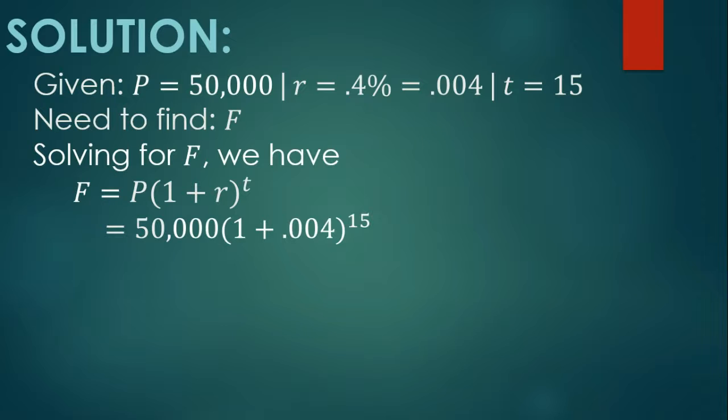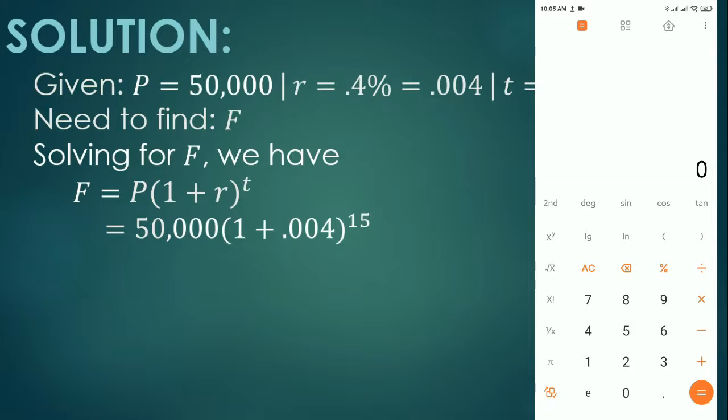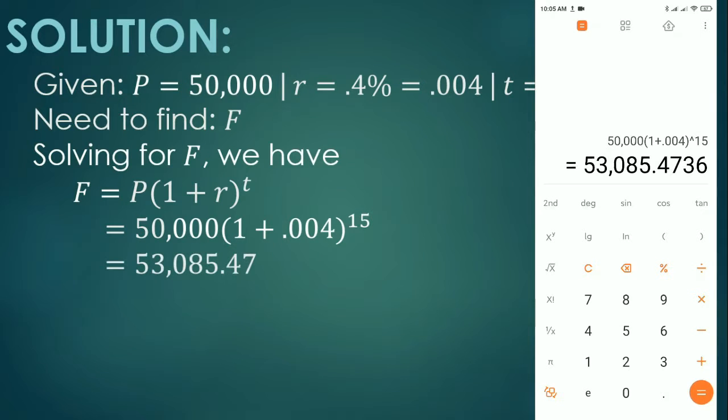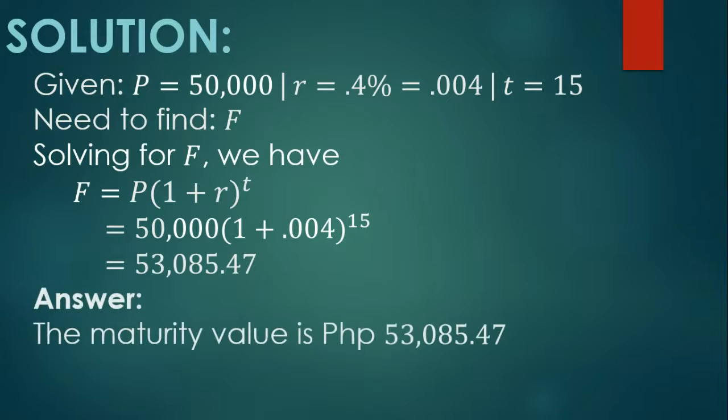So calculating this in any calculator available, 50,000 multiplied by 1 plus 0.004 raised to 15, it will give us 53,085.47. So therefore, the maturity value is 53,085 pesos and 47 centavos.